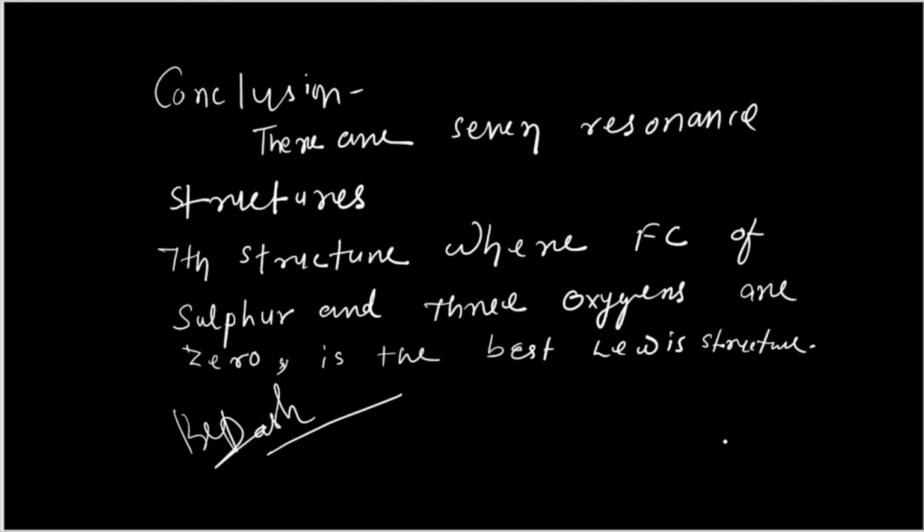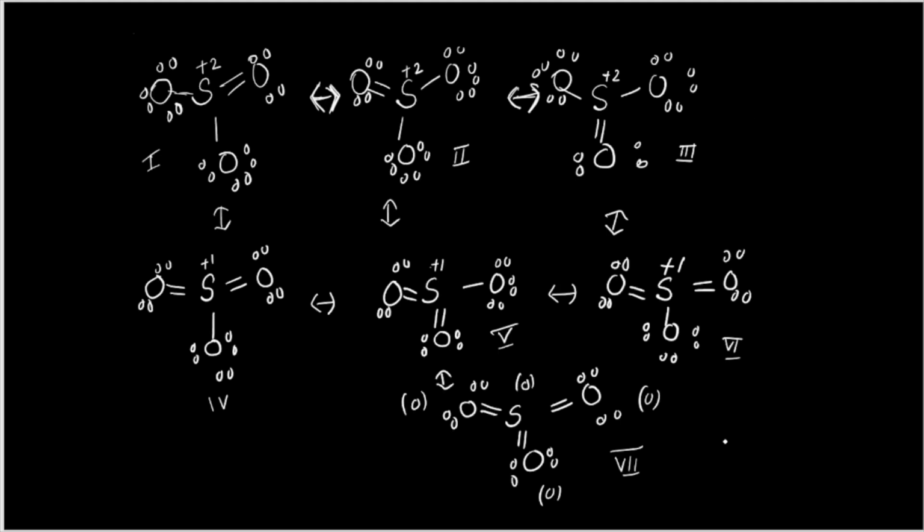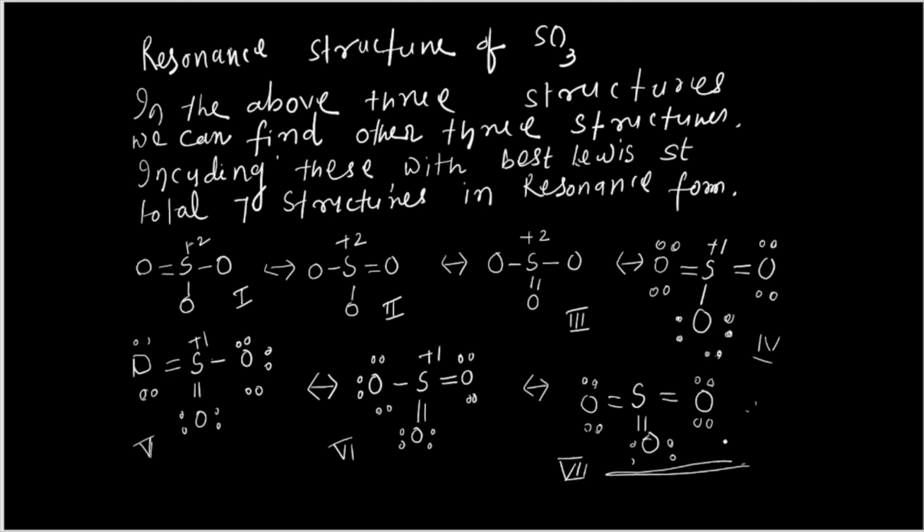Before that, what I have told, that is the 4th one having 6 bonds. 6 bonds means 12 bonding electrons. Remember, 12 bonding electrons. In this 7 structure, the FC of sulfur and 3 oxygens are 0, which is the best Lewis structure. Again you find this is the 7th, having all 0 values, and here you can observe the 7th also. You can see there are in total 7 structures formed.